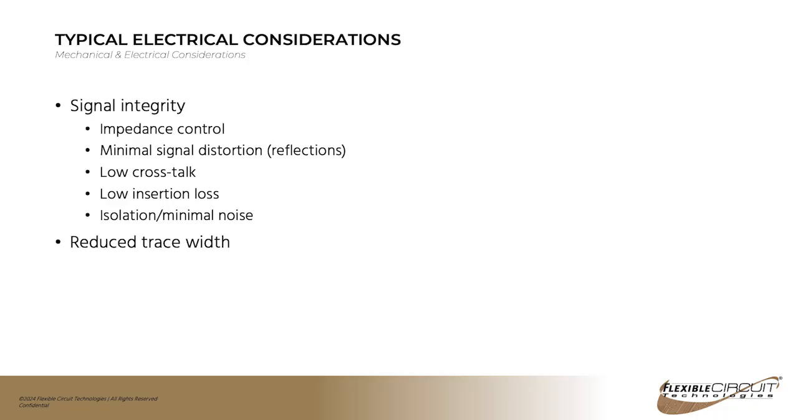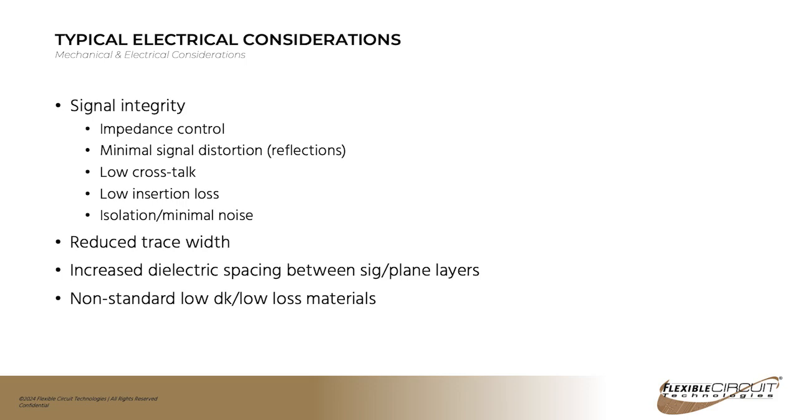When we're trying to get elevated impedance, there's a few ways we can do that. We usually start by reducing our trace width, and we also can increase the dielectric spacing between our signal and plane layers. We can also use non-standard low-loss materials, which can help elevate our impedance without increasing the thickness.